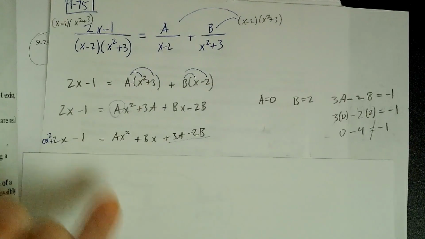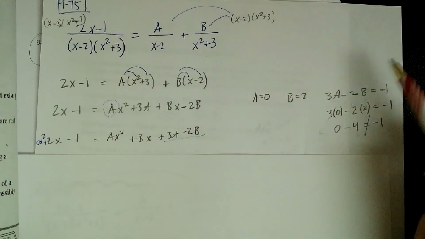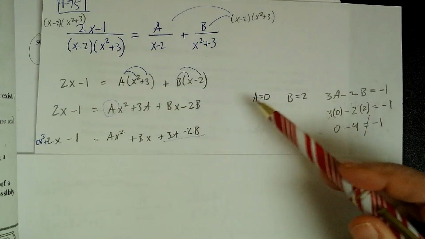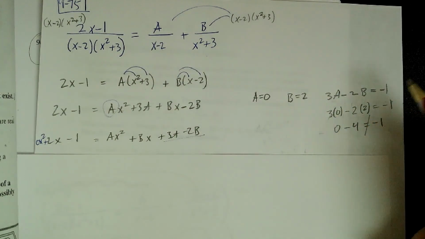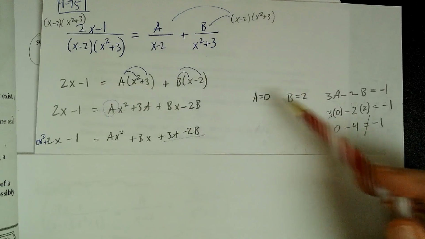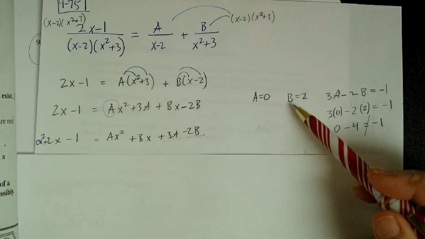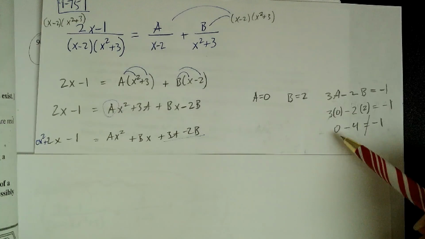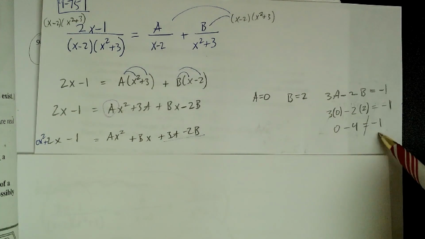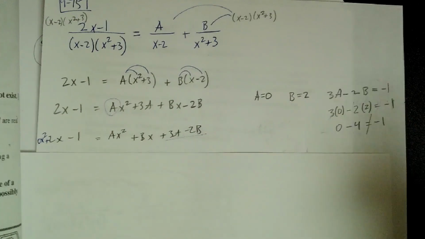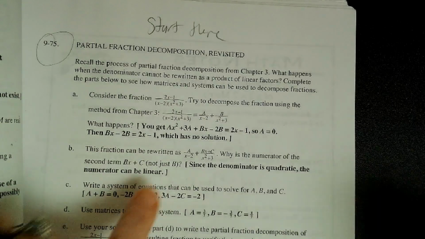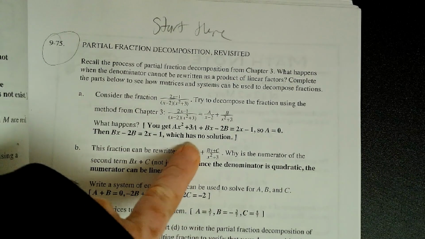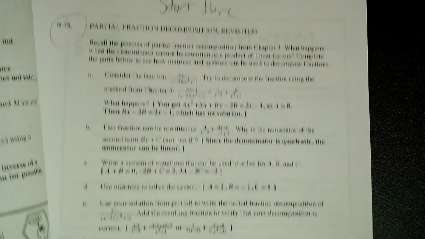And then you solve using a system of equations. We didn't know about matrices yet when we did these in chapter 3, so we just used substitution or elimination. Since we know a is 0, I plugged in 0 for a, and since we know b is 2, I plugged it in for b. But then I ended up with something that's not true. So this is no solution, and if you read in the book, that's what it says. It says you get no solution. So that's a problem.